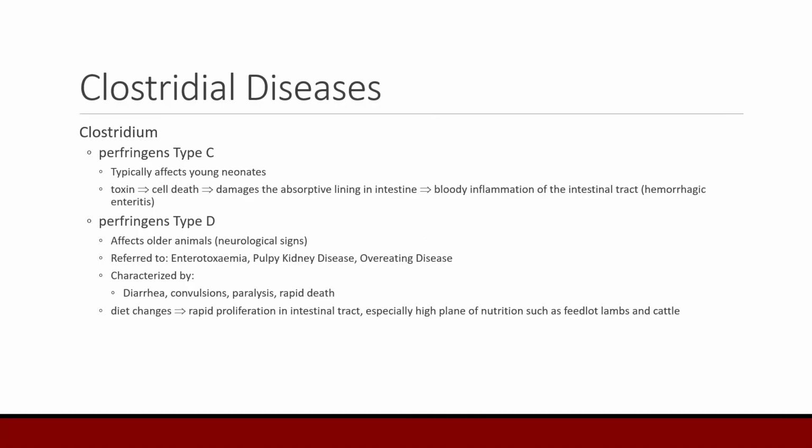So this perfringens type D, referred to as enterotoxemia, pulpy kidney disease, overeating disease, characterized by diarrhea, convulsions, paralysis, and eventually rapid death. Okay. They will exhibit these signs typically after like a rapid diet change.